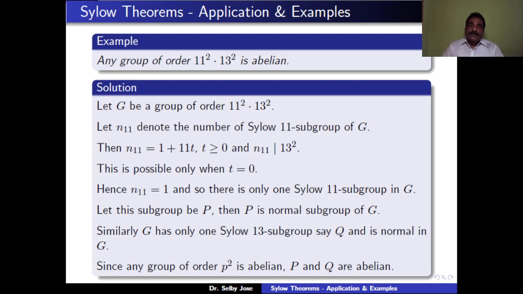Let this subgroup be P. Then, because it is unique, that subgroup is normal in G. That means P is normal in G. Similarly, G has only one Sylow 13 subgroup, say Q, and it is normal in G. Since any group of order p squared is abelian, P and Q are abelian.